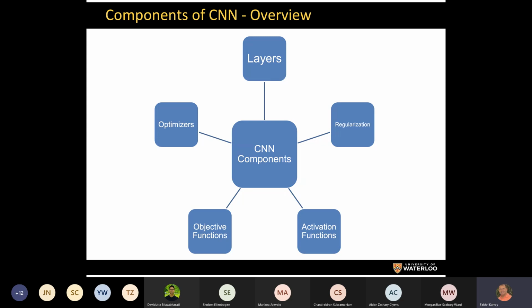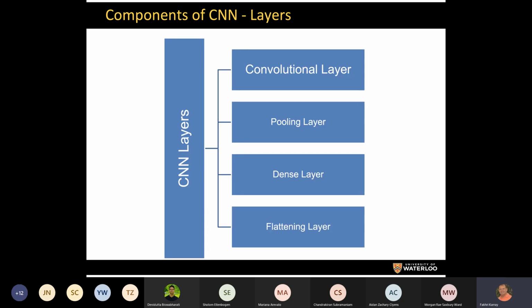We spoke about the major characteristics of a convolutional neural network. So you have the layers, you have regularization, you have activation functions, objective functions, optimizers. We have gone through this and it is self-explanatory. So the convolution layer, you have the pooling layer, you have the dense layer, the flattening layer.